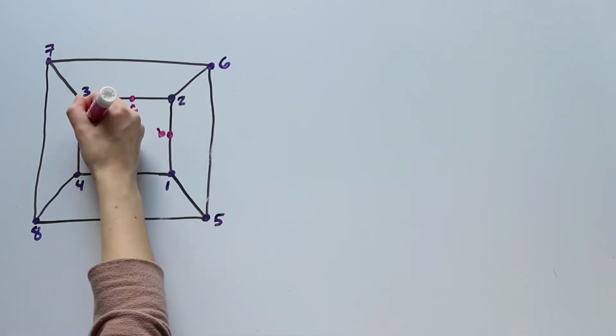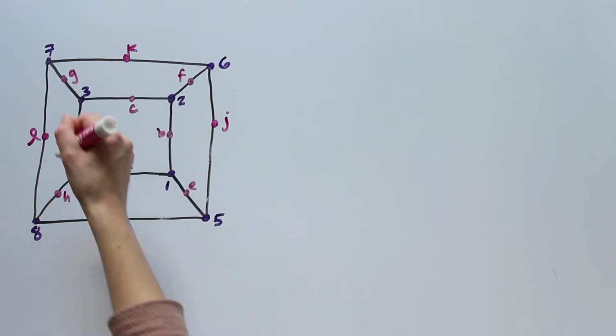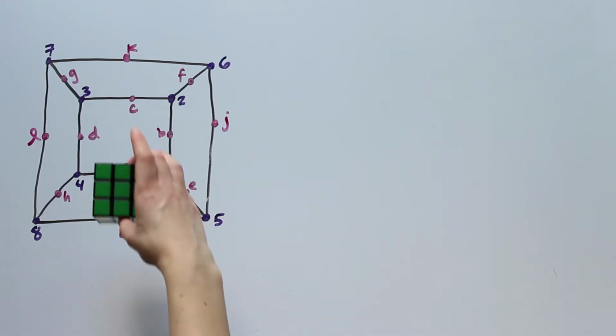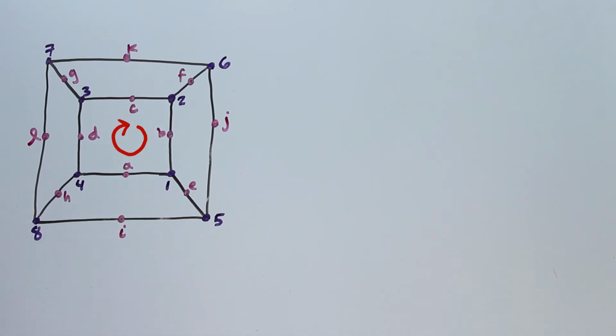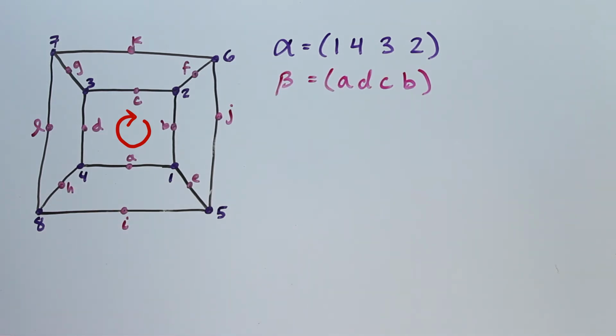Notice that for each of these moves, the permutation of the corners will be a cycle of length 4, and the permutation of the edges will also be a cycle of length 4. For instance, let's consider the permutation which corresponds with turning the top face of the cube clockwise. The corner permutation alpha will be 1, 4, 3, 2, and the edge permutation beta will be A, D, C, B.